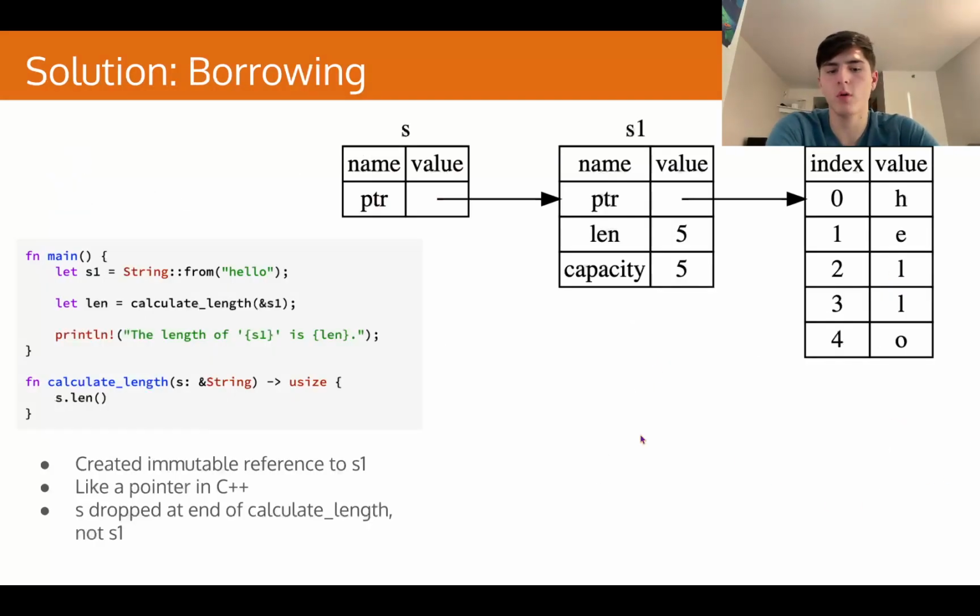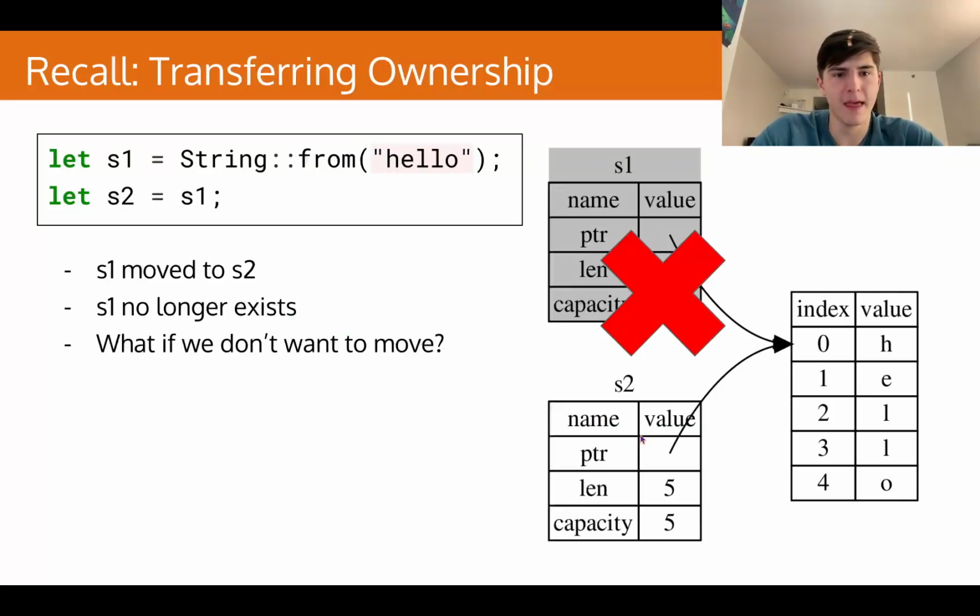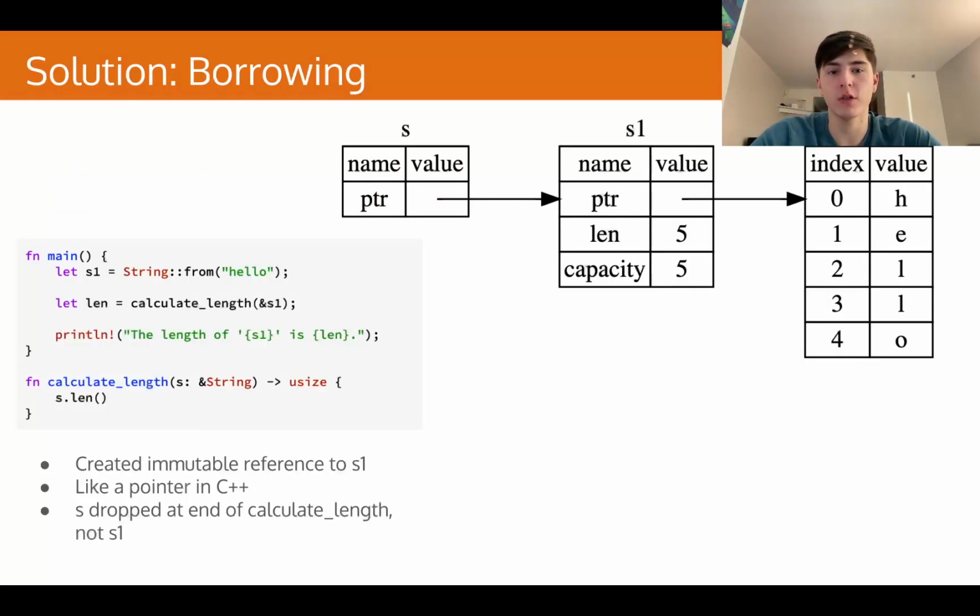But what if we don't want to move S1? What if we still want to have it, but we want to be able to access its data through another way? To solve this, we can do borrowing. Just like in C++, where you can assign a pointer to a variable, you can have a reference to a variable in Rust. This is done by taking the ampersand of the variable. Like here, ampersand string is a reference to a string.